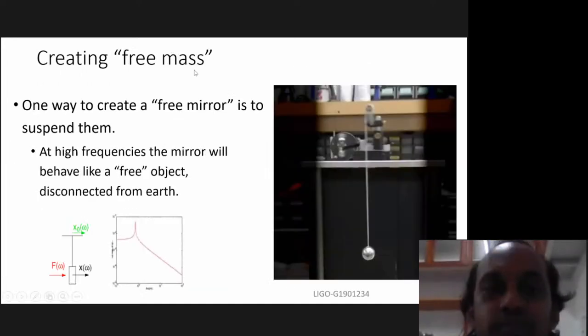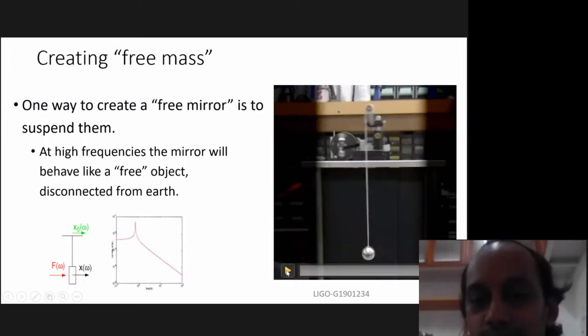So now we looked at the first point of how to increase the sensitivity. The next point is that we need to create a free mass, that the mirror has to be free. So one way to create a free mirror in an interferometer is that we can suspend the mirror. The property of the suspension is that at very high frequencies from the resonance frequency of the suspension, the object generally behaves as free.